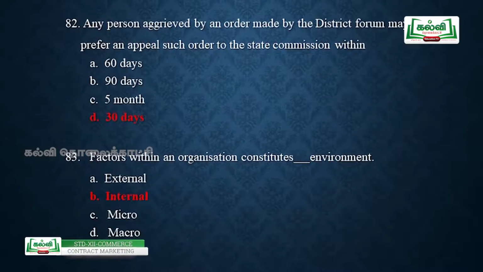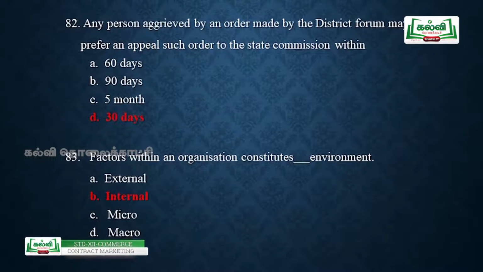Next one. Any person aggrieved by an order made by the district forum may prefer an appeal such order to the state commission within: option A, 60 days; option B, 90 days; option C, 5 months; option D, 30 days. We all know the correct option is 30 days to prefer an appeal such an order to the state commission. The next one, question number 83.